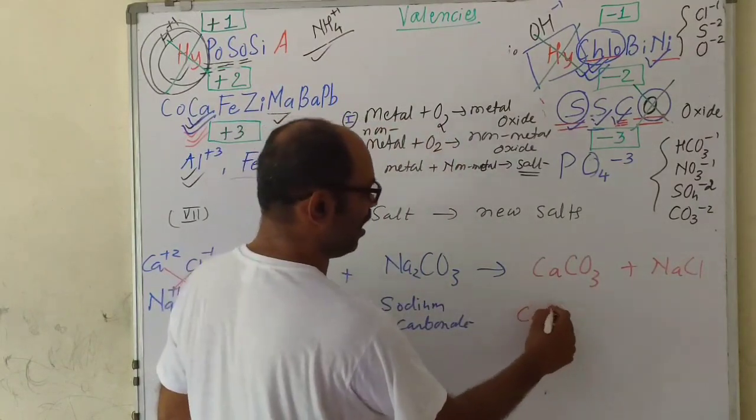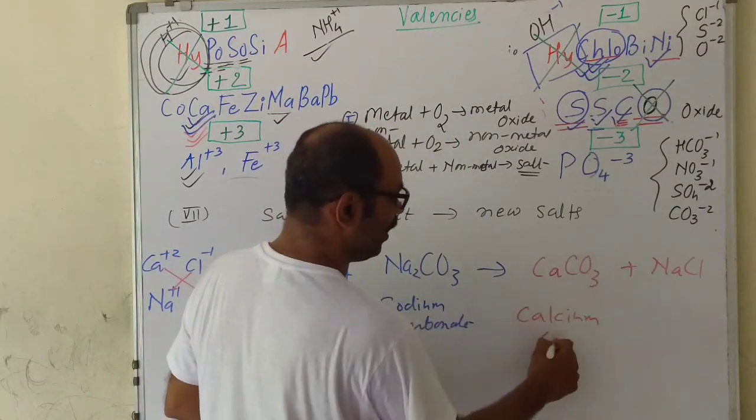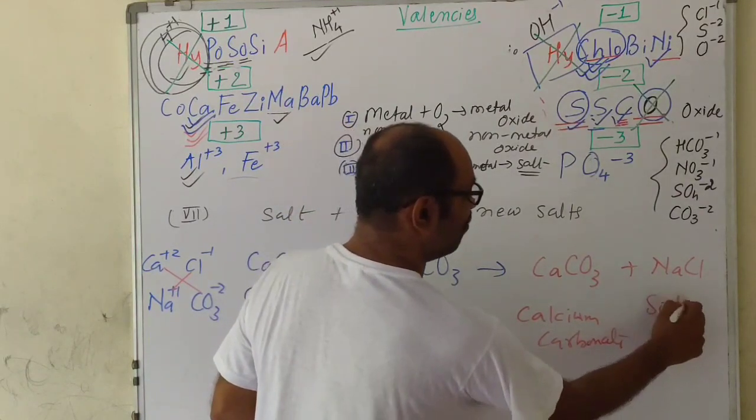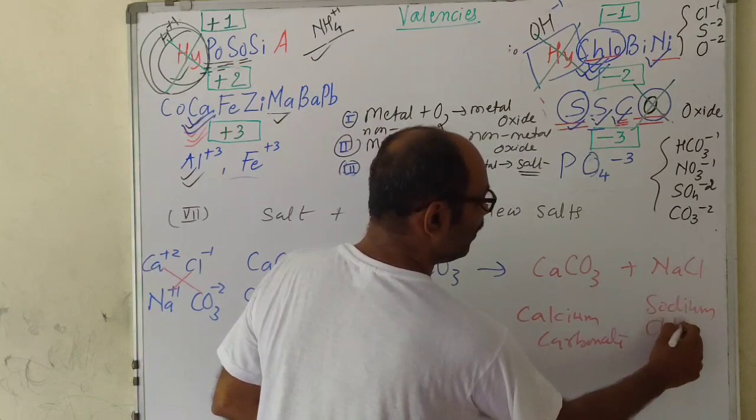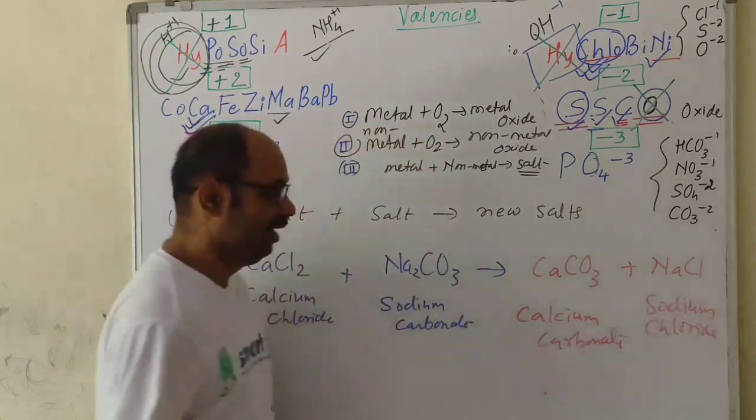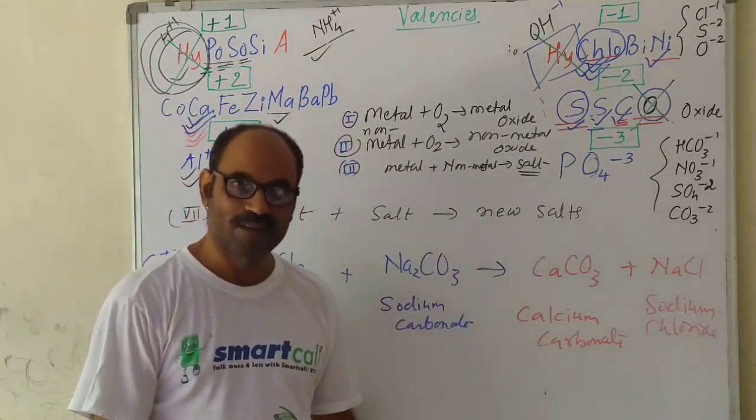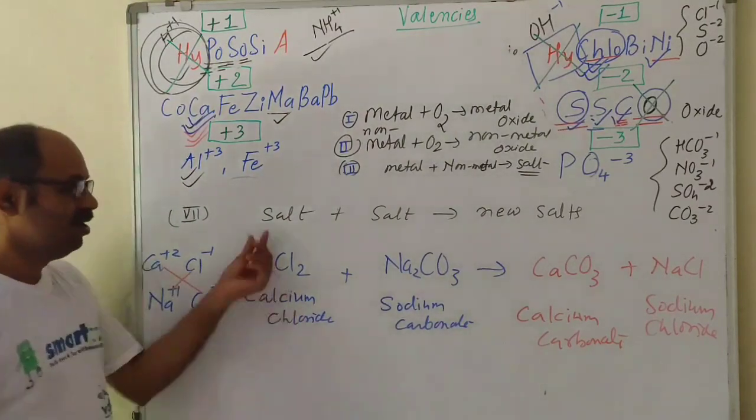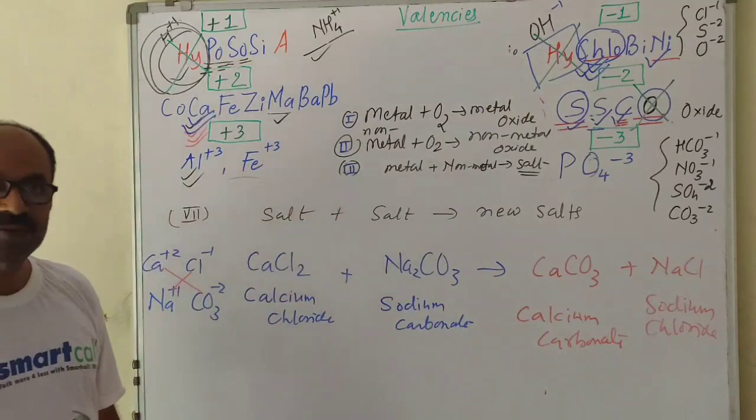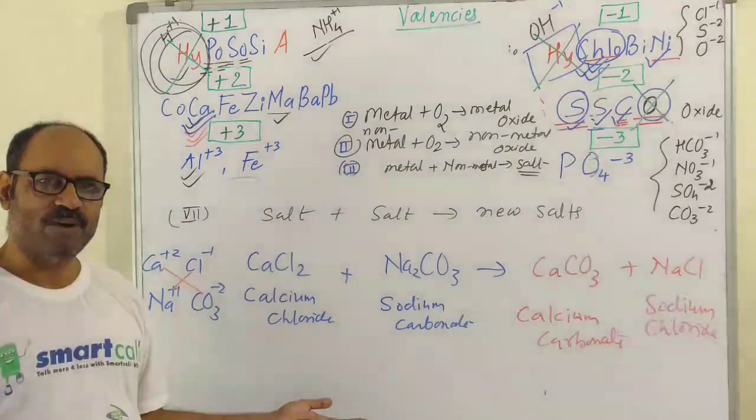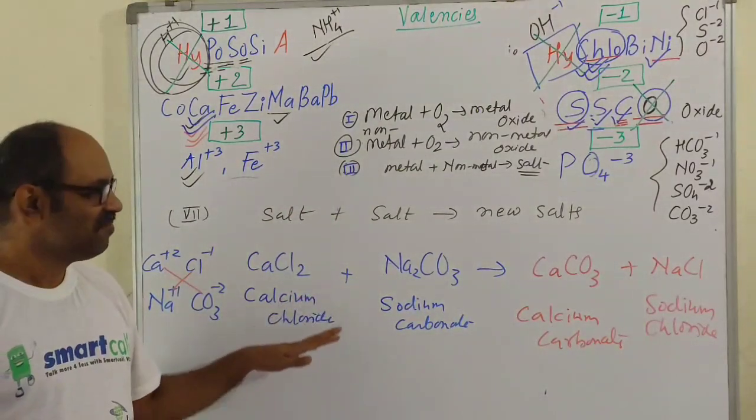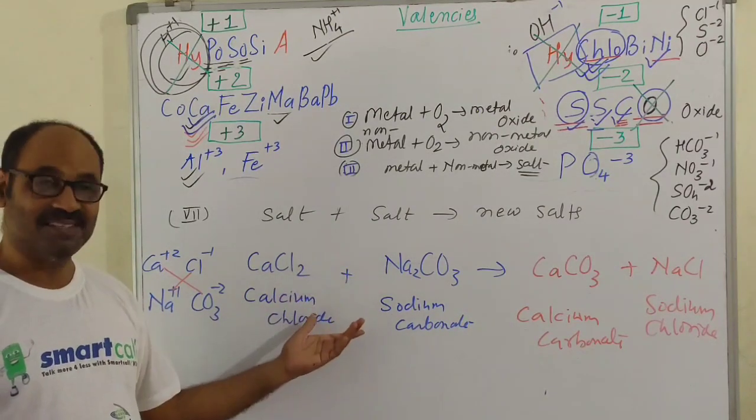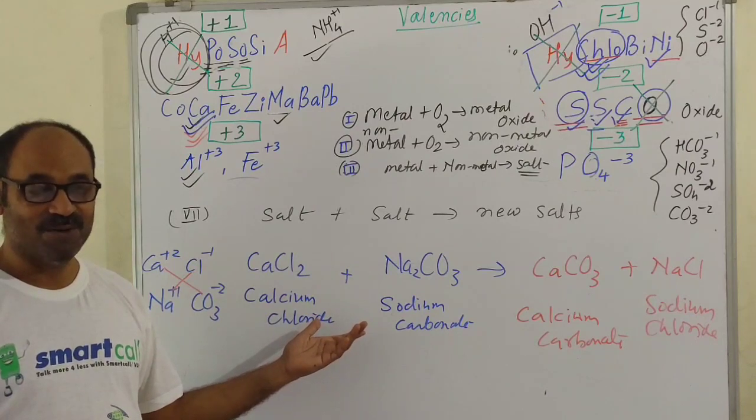This is calcium carbonate and this is sodium chloride. Are you getting me? So two new salts are formed. Is that clear to you? Sure. So this is how salt plus salt gives two new salts. We are going to see some formula in the chapter when we do. So balancing is still left. Balancing we should have good practice.